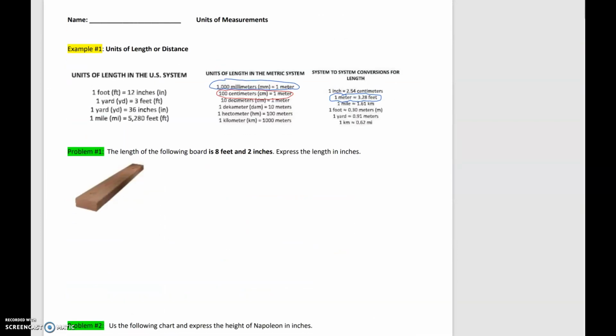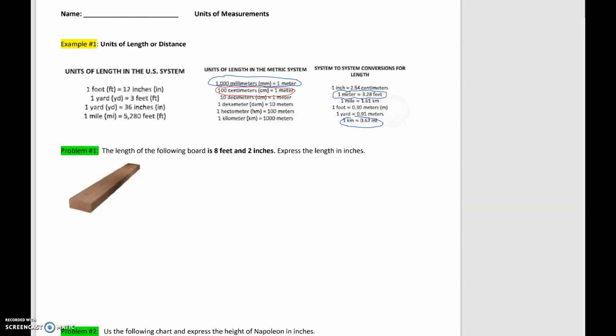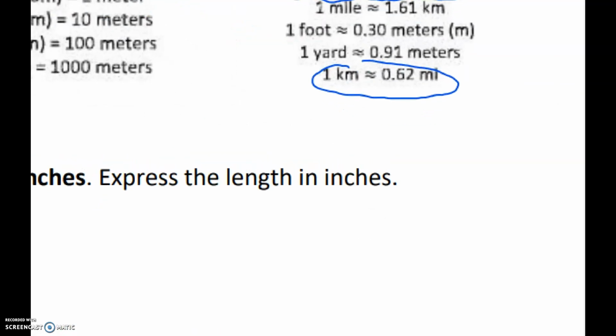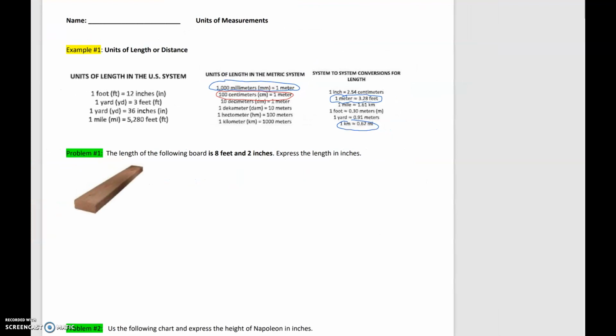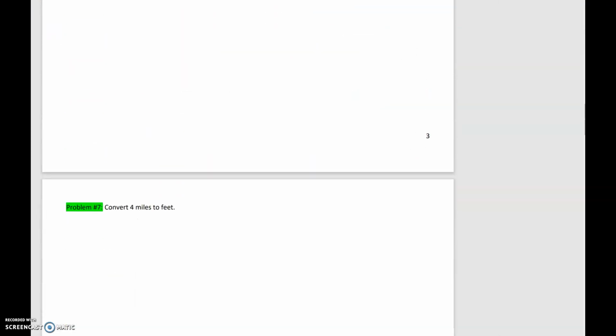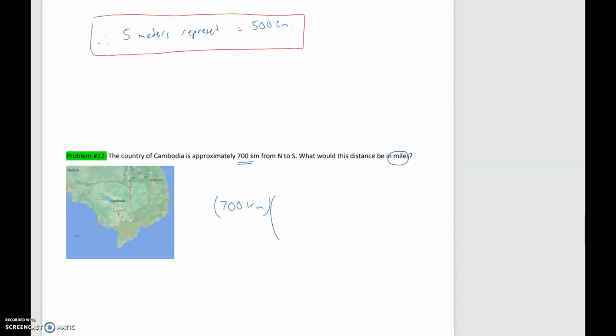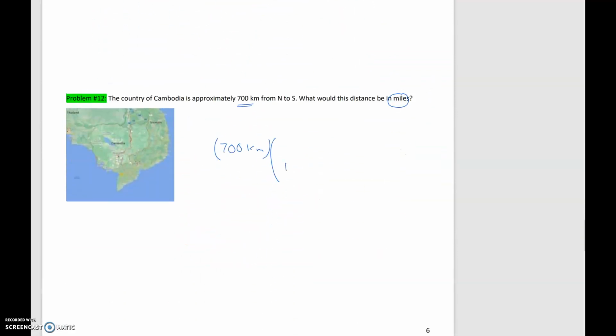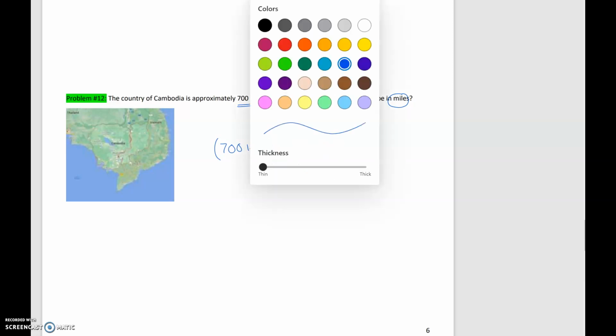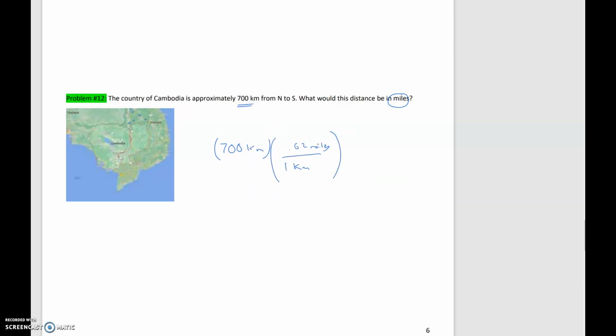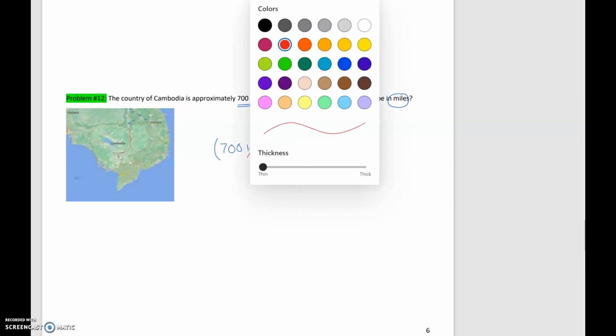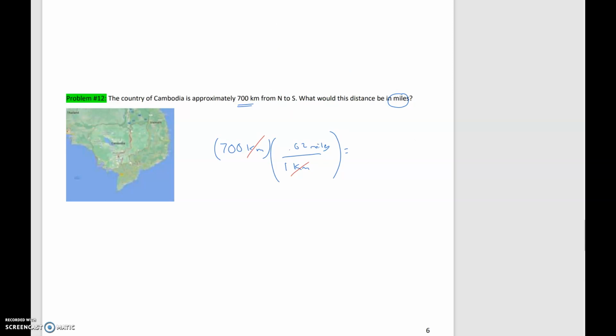In this case, 1 kilometer is 0.62 miles. It looked like a 5. So 0.62 miles. So 1 kilometer is 0.62 miles. And as we do the cancellation, kilometers cancel, and we're left with this being 700 times 0.62 miles.